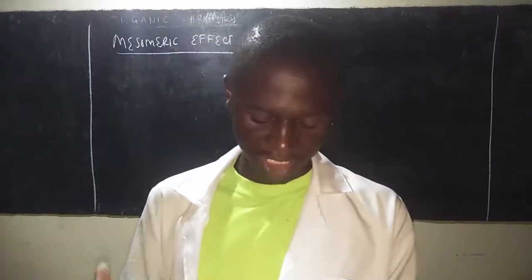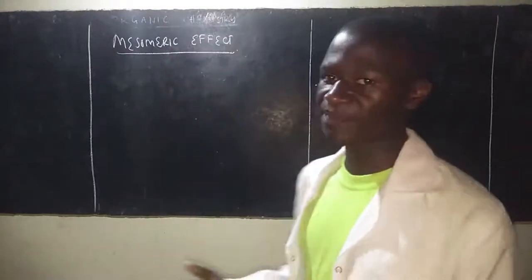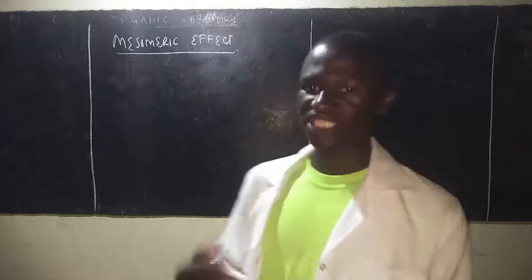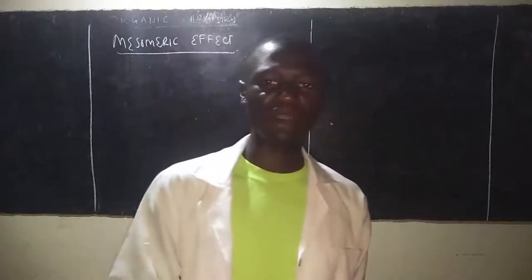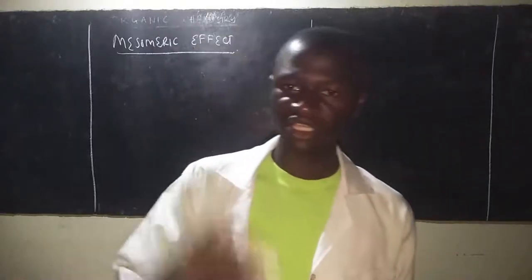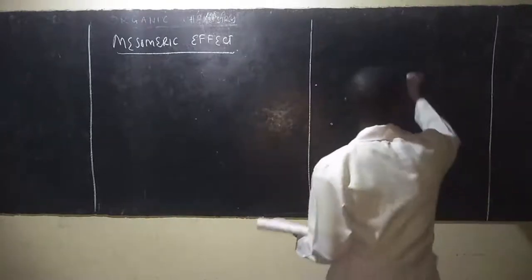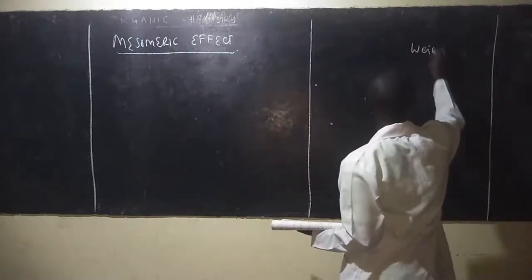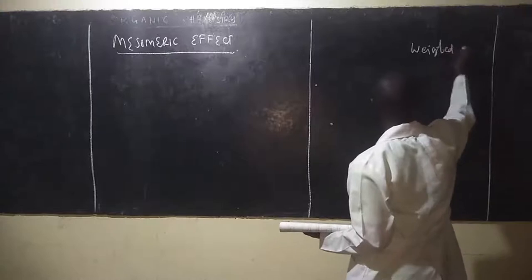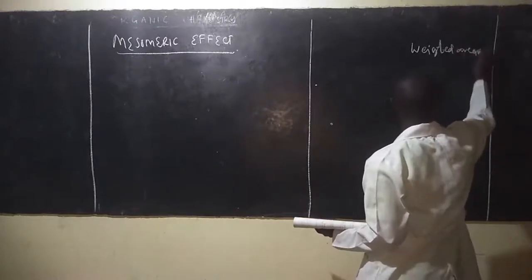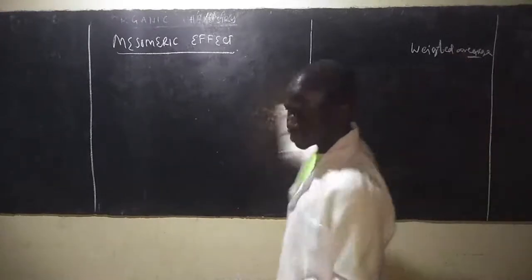So tunachokisema ni kwamba nini? The solution is to write a weighted average of all valid structures which explain the properties. So kama tuna structure let's say tatu, hizo structure tatu ni alternate, inaweza ikawa hii then ikachange ikawa nyingine, ikachange ikawa nyingine. So tunaandika average, weighted average of the structures.